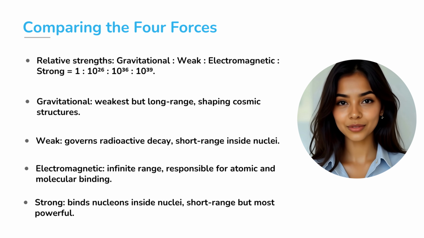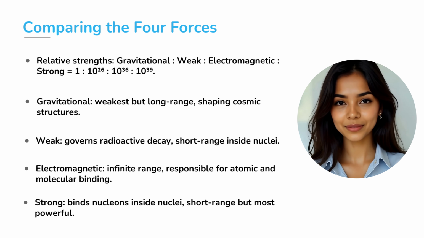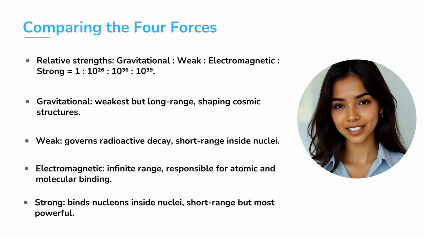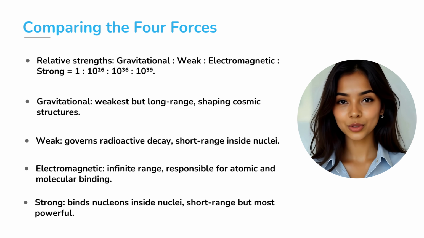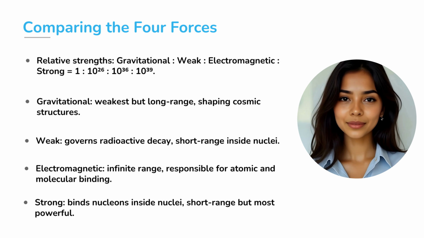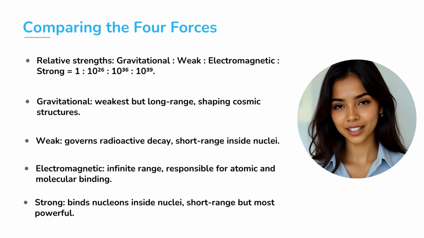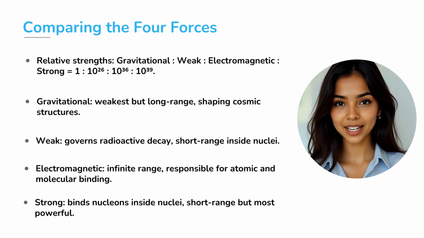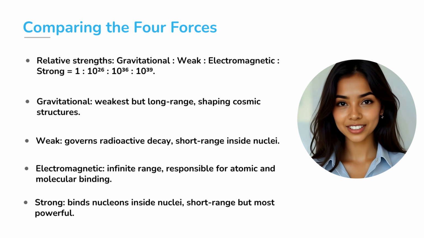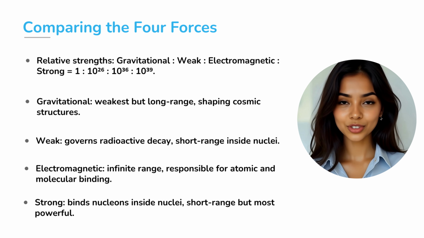Now, let's compare the four forces side by side. The relative strengths are staggering: gravitational, weak, electromagnetic, strong is equal to 1, 10^26, 10^36, 10^39 times gravitational. Gravitational is weakest but acts over infinite range, shaping cosmic structures. Weak governs nuclear decay and processes inside stars. Electromagnetic dominates at the atomic and molecular scale. Strong force holds nucleons tightly in the nucleus.